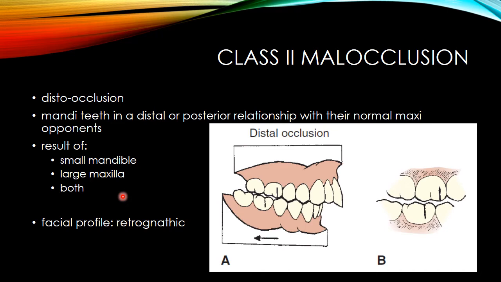Class 2 malocclusion is also referred to as distal occlusion, okay? Because the mandibular teeth are in a distal or posterior relationship with their normal maxillary opponents, just like here in the picture. The mesiobuccal groove of the mandibular first molar is distal or posterior to the mesiobuccal cusp of the maxillary first molar by a distance at least the width of a premolar.